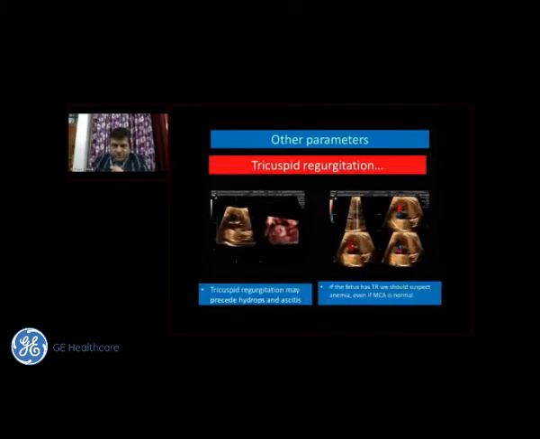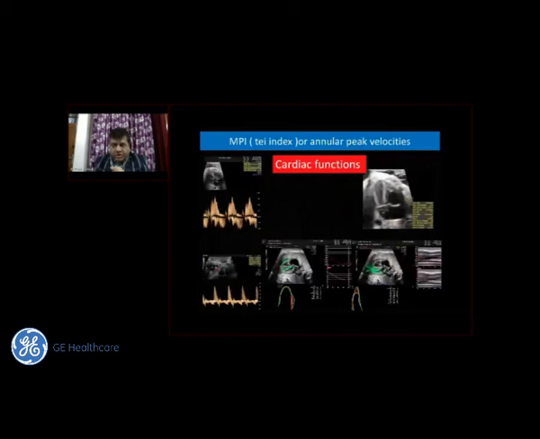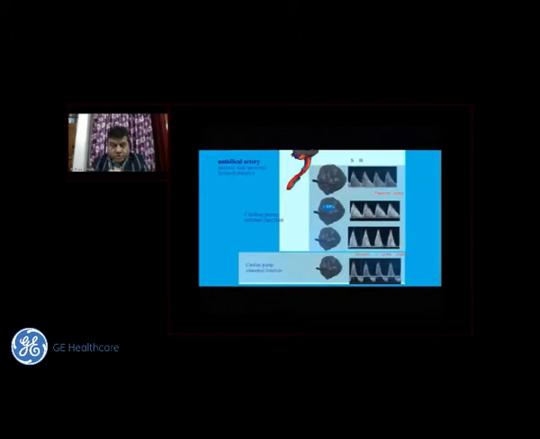The other parameter that we can look for is tricuspid regurgitation, which may precede hydrops and ascites, and if the fetus has tricuspid regurgitation, we should suspect anemia even if the MCA is normal. I thank Dr. Chander for this slide, and Dr. Chander is going to tell us about the other cardiac remodeling and the neural remodeling that can happen in FGR babies, and that is something that we are really looking at now.